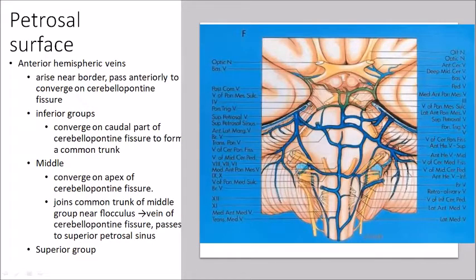Here we can see anterior hemispheric veins traveling in the cerebello-pontine fissure. These are the superior anterior hemispheric veins. These are the middle anterior hemispheric veins.